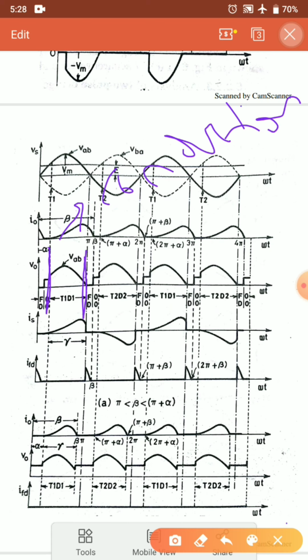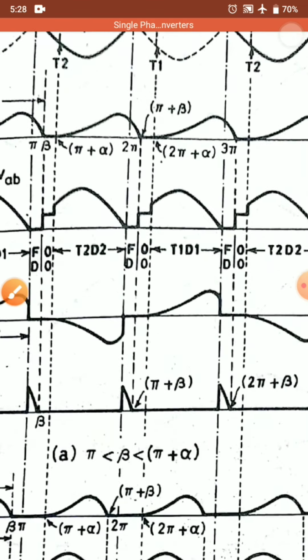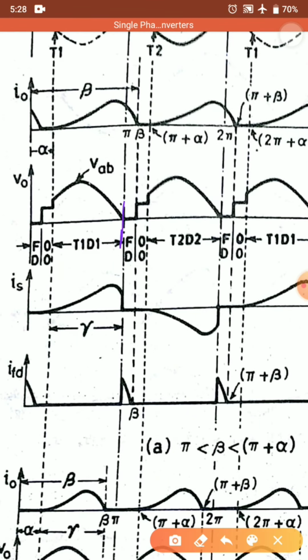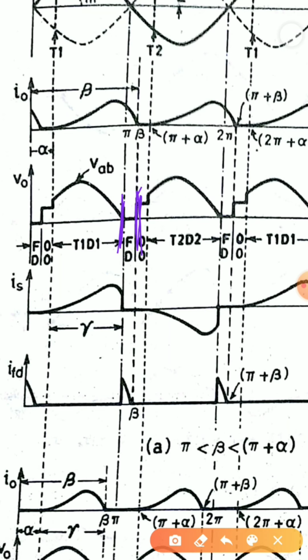Now let us move further. From pi to beta, my inductor discharges. Now this is called my freewheeling period.